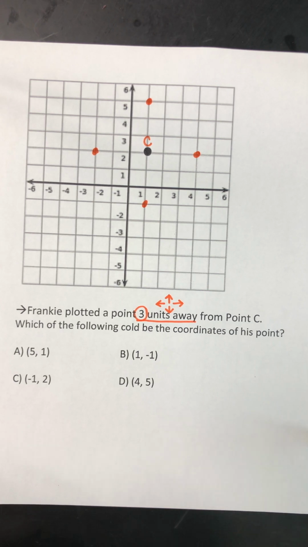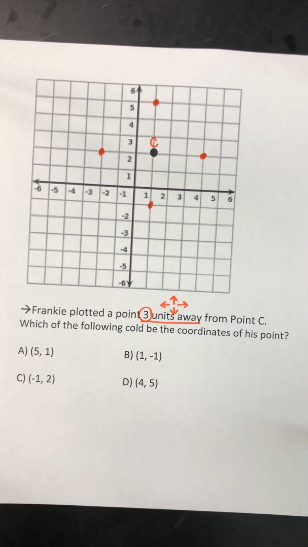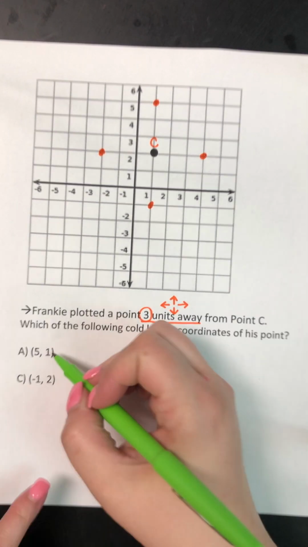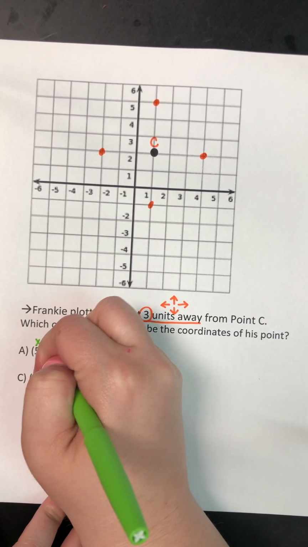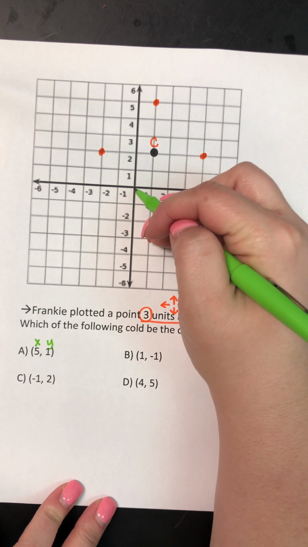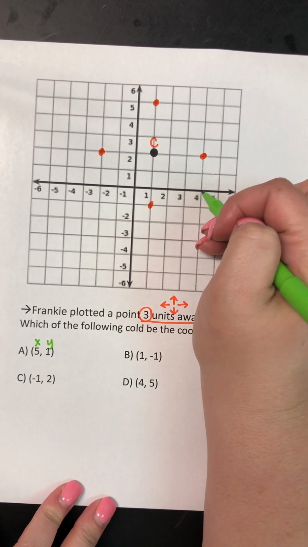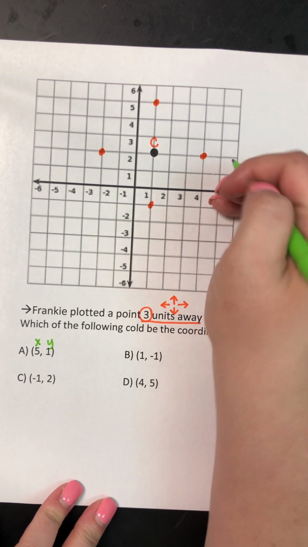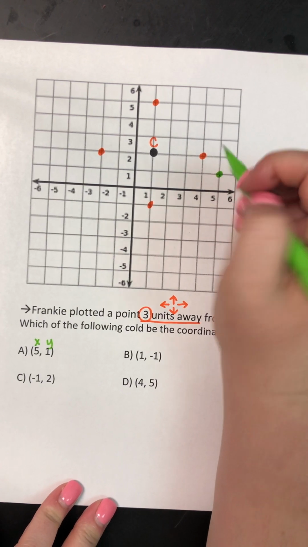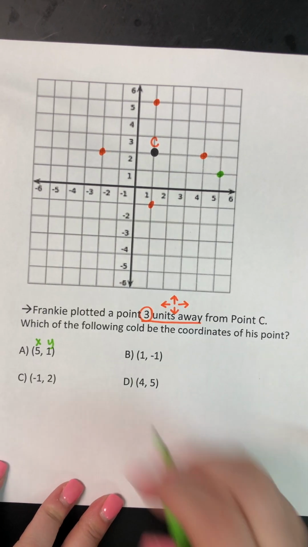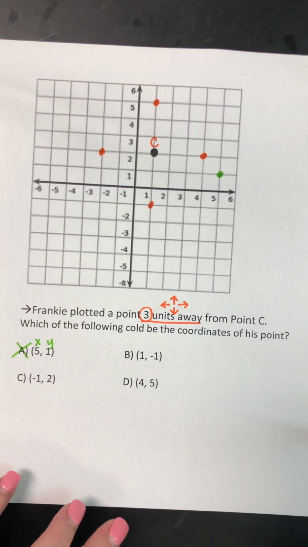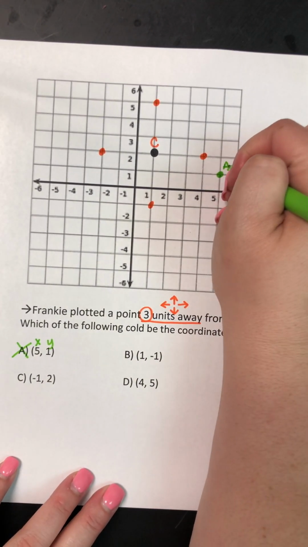So let's look at the points they gave us and see if any of them match. So point A was +5, +1. So I'm gonna label my X and Y. I'm gonna go +5. 1, 2, 3, 4, 5, and +1. Is that one of the points I plotted? No, and it is not 3 units away. So A cannot be right. I'm gonna label it with an A.